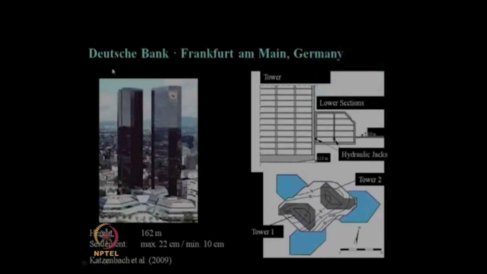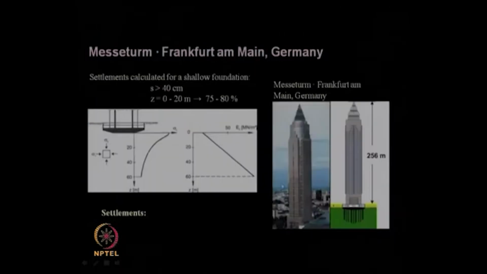Another example is the Deutsche Bank head office, which is again in Frankfurt am Main in Germany. There are 2 towers, an upper tower and a lower tower portion, that also was going through excessive settlement, and that was stopped using the hydraulic jack technique, etc.